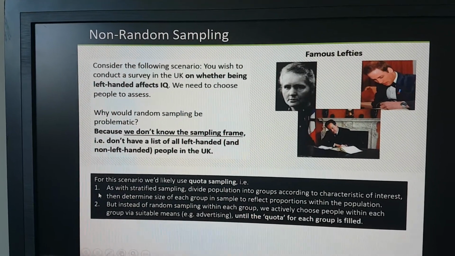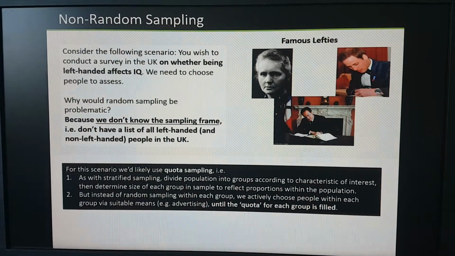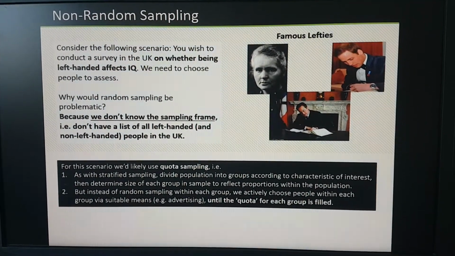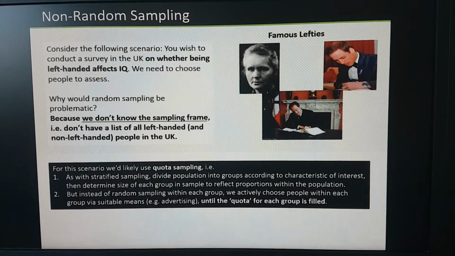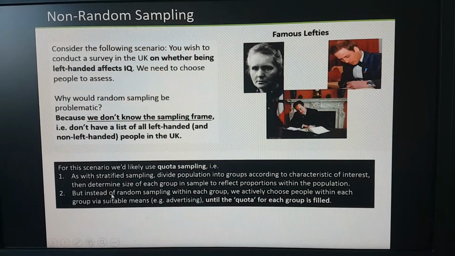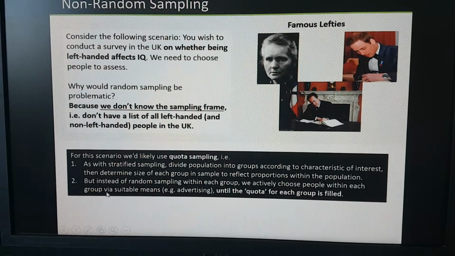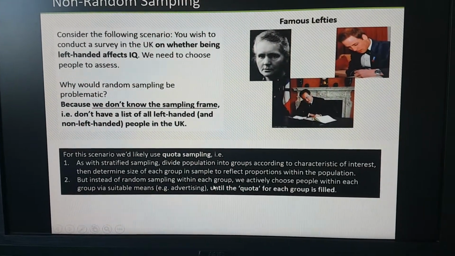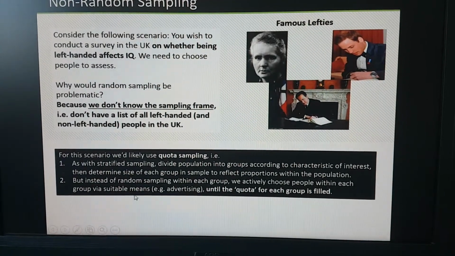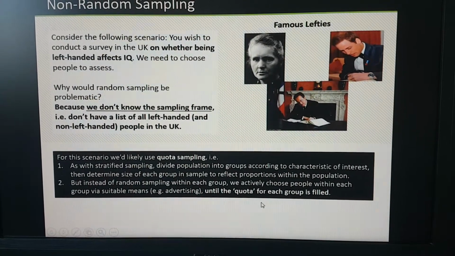As with stratified sampling, quota sampling divides the population into groups according to characteristics of interest, then determines the size of each group in the sample to reflect the proportion within the population. So quota sampling is similar to stratified, but it is non-random. Instead of random sampling within each group, we actively choose people within each group via suitable means, for example, advertising, until the quota for each group is filled.